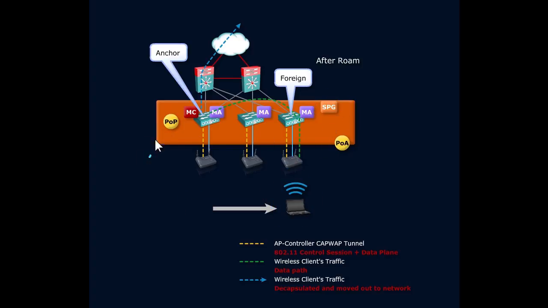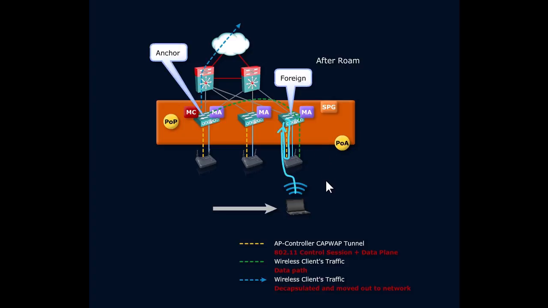My point of presence has not changed. Another term for that point of presence is my anchor has not changed. However, I now have a foreign location. This is the default. I am now at a foreign controller or controller module. My point of access is no longer the same. So this is my point of access into the wired network. Now I want you to notice my access point controller CAPWAP tunnel has not changed. That's still the way that we're working our way up.